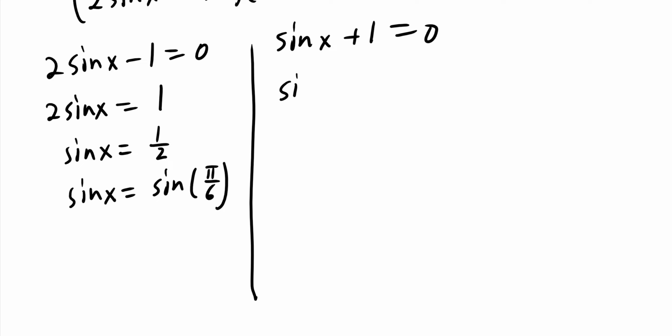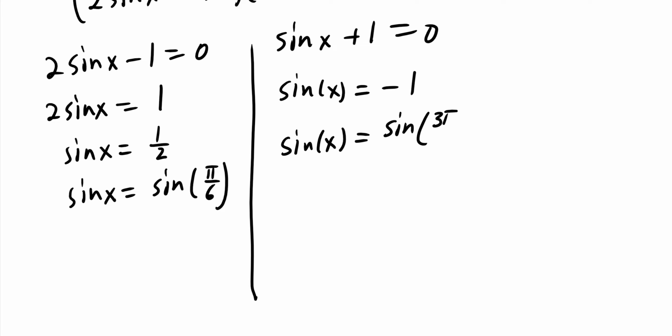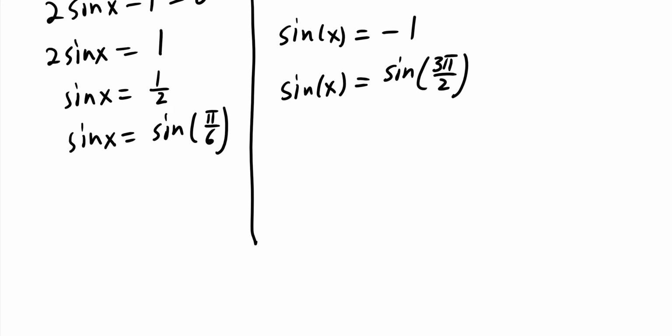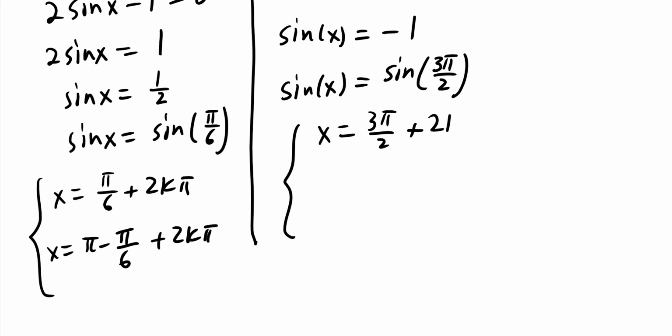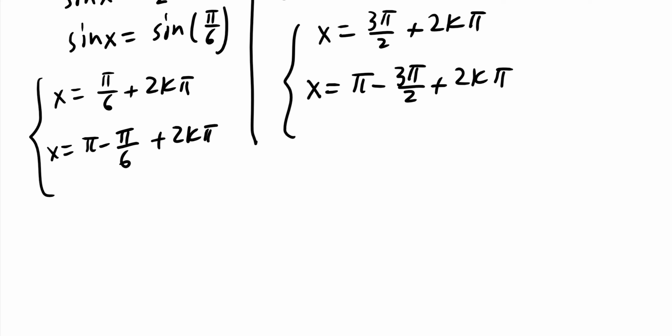And for this one here, I subtract 1 on both sides. The smallest angle whose sine is negative 1 is 3 pi over 2. And now for each one of them, I can use the formula. x equals beta plus 2k pi, or x equals pi minus beta plus 2k pi, where k is an integer. Same thing here, x equals beta plus 2k pi, or x is pi minus beta plus 2k pi. K is an integer.